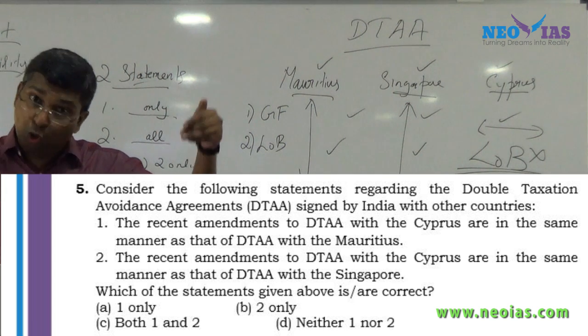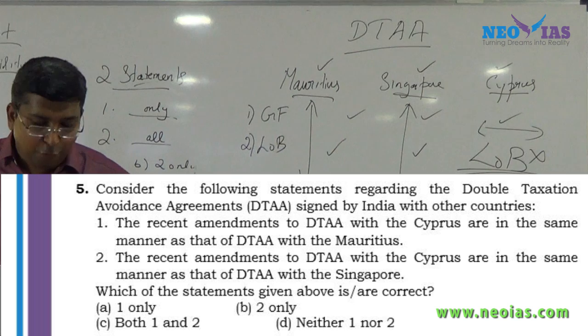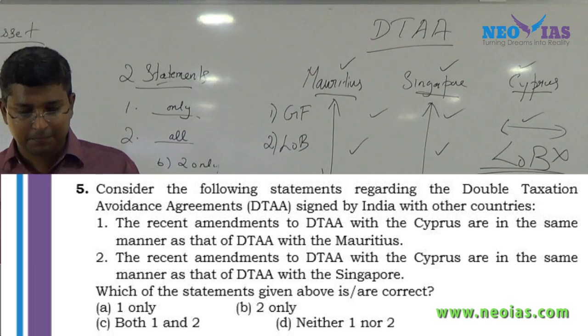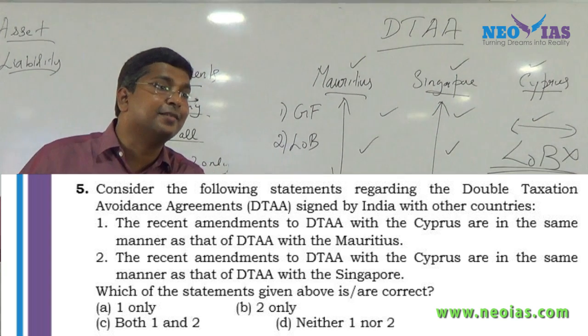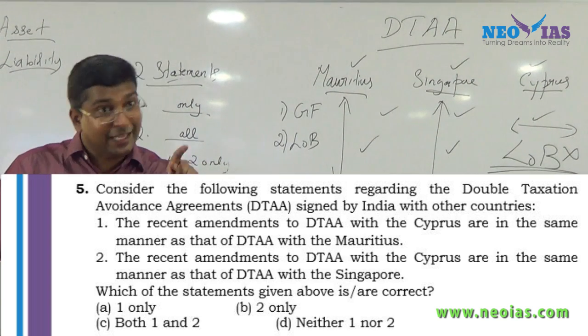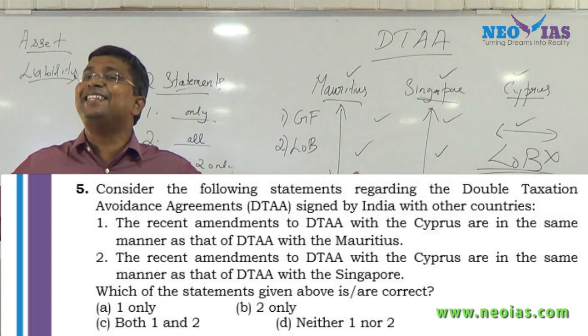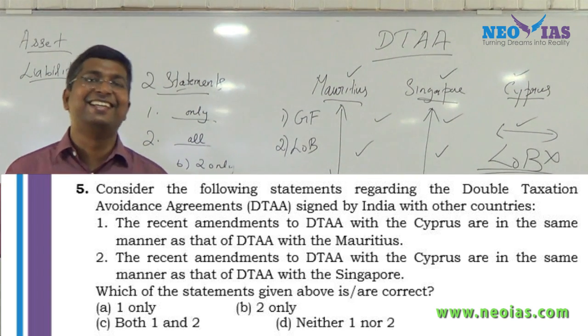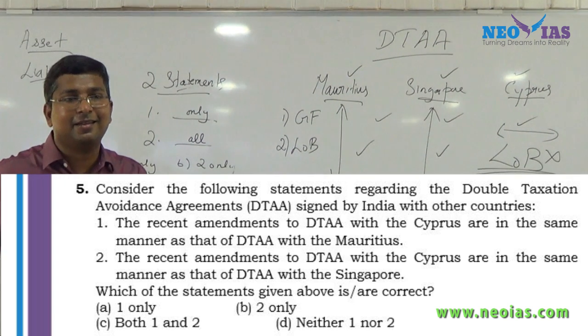Any person who knows Mauritius DTAA, Cyprus DTAA, after reading, you find that statement abnormal only if you know DTAA. A student who doesn't know DTAA finds it normal. That's why I told you like this. What is the abnormality here?